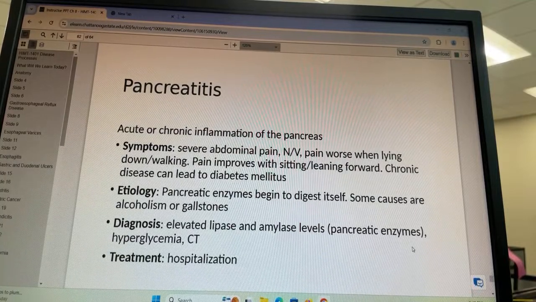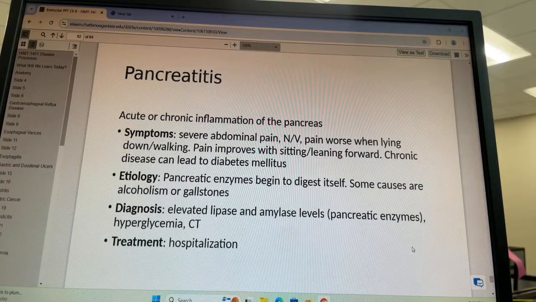All right. Hospitalization is going to be the treatment because it's really bad. These patients need a lot of care. So we're not even going to go into all the treatment because it's more than you're going to need to know.